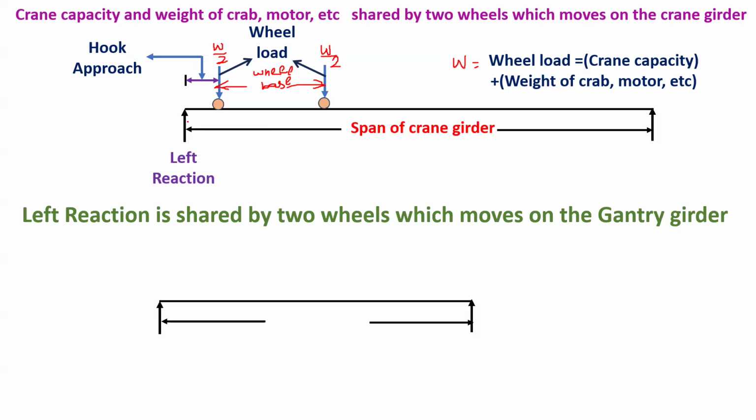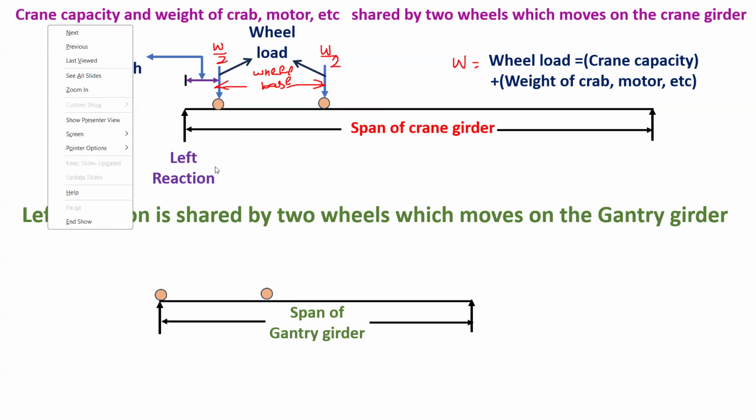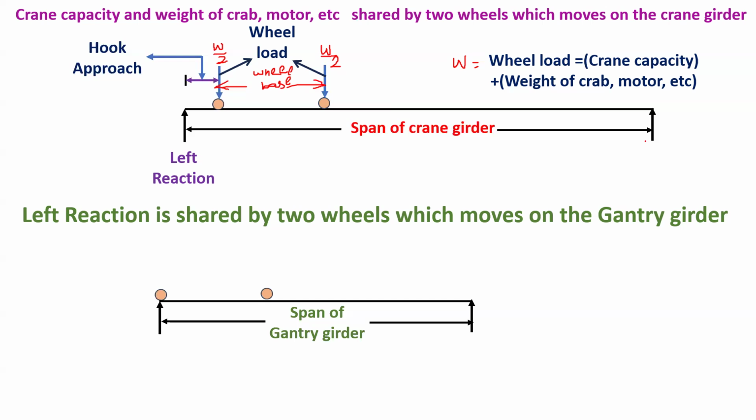Now I will show you how these wheels will be. This is the span of gantry girder, and these wheels will move on the gantry girder. Now knowing this reaction, to find it we have to take moment about the right reaction, and then you will get the value of the left reaction. Or you can take moment about the left reaction, you will get the right reaction, then total W minus right reaction will give you the left reaction.